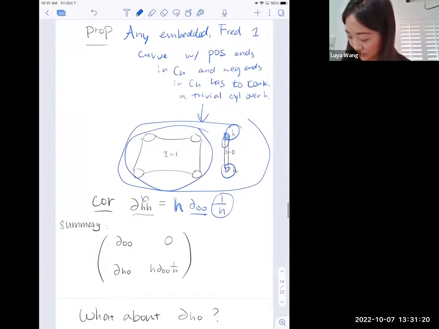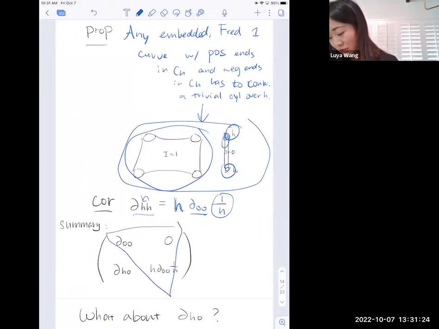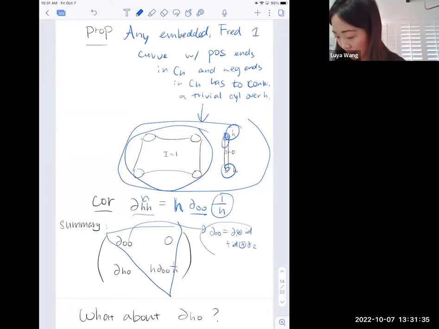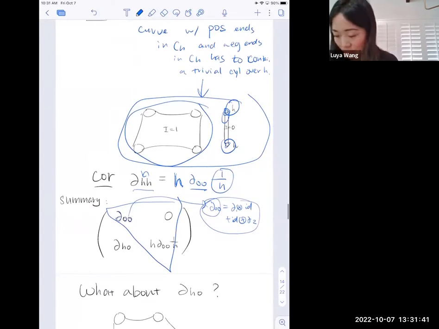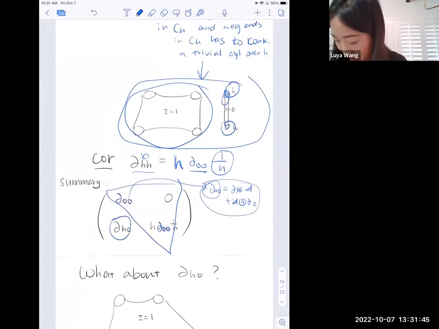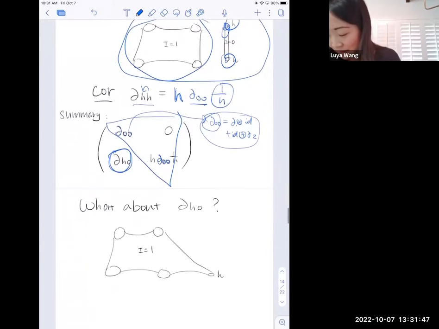Okay, so in summary, we know all these differentials. And again, the partial 0,0 is just partial 1 tensor identity plus identity tensor partial 2, but now I'm just identifying them, and this is easier to write. So I'm going to write it like this as partial 0,0. But we know what they are, these partial 0,0. Okay, so what about this term that's left?